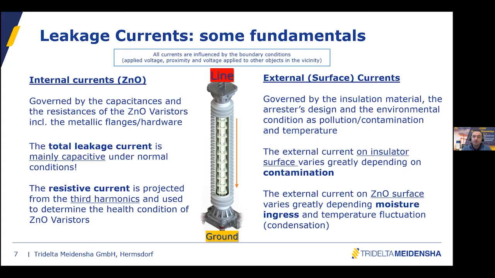The other very important external current is the one on the surface of the MOV varistors. It's inside the surge arrestor, but it's kind of external because it's a surface current on the MOV coating, on the MOV surface. This current depends mainly on the moisture ingress and the humidity condition, and it's of course related to the temperature fluctuation, which can cause condensation.